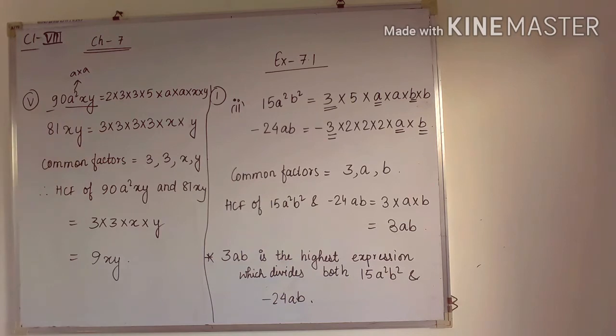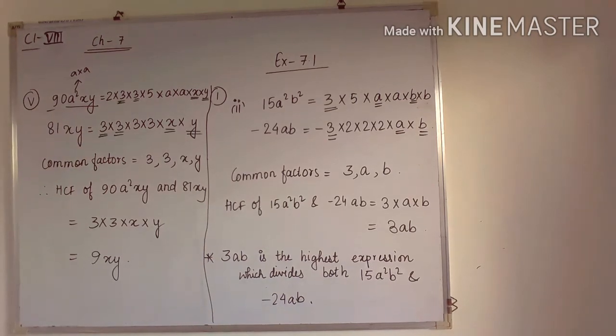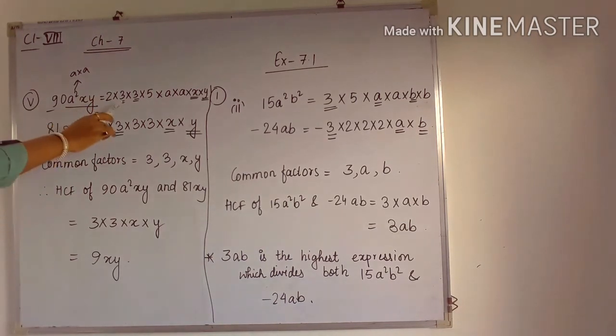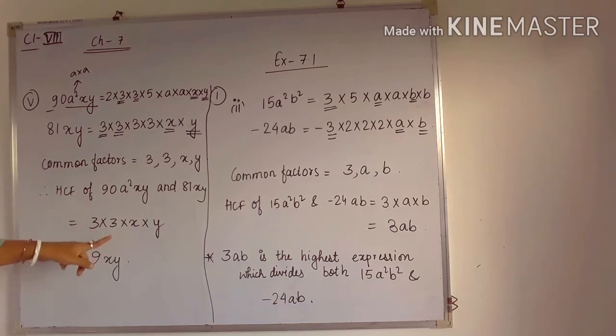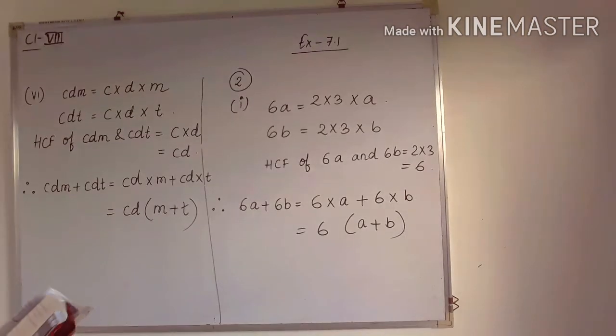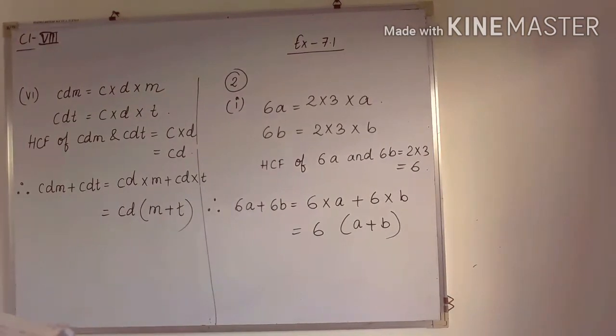So what are the common factors here? See, you can see here 2 3s are common, 1 x is common, and another y is common. So finally we can write the common factors as 3 comma 3 comma x comma y. So therefore the HCF will be what? You have to multiply the common factors, that is 3 into 3 into x into y, that will be 9xy. So students, please try to do the remaining questions of 1. Okay, similarly you have to do.